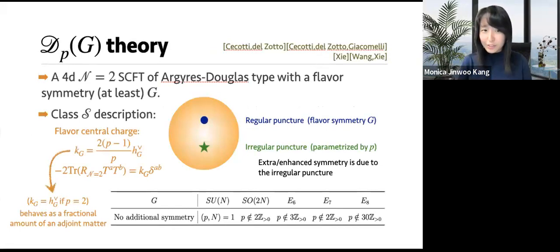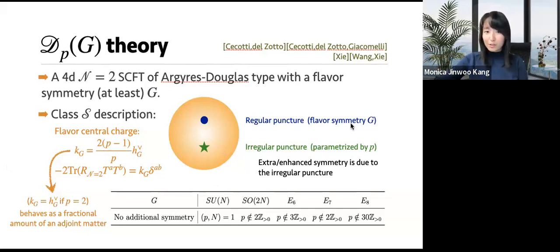So an individual DPG theory is an N=2 superconformal field theory, so that we're really using this N=2 description as individual building blocks to construct the N=1 theory. So these are individually Argyres-Douglas type, and they have a flavor symmetry that's at least G, coming from the regular puncture, but it can be enhanced further depending on the regular puncture data. So in the class S description, since we live in a modern world, I'm going to use the class S description throughout the talk.